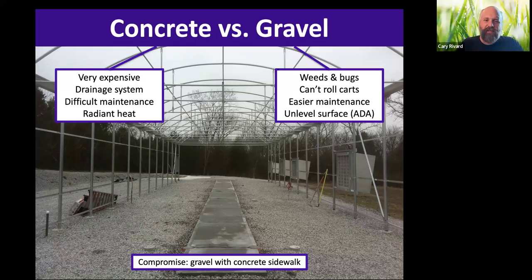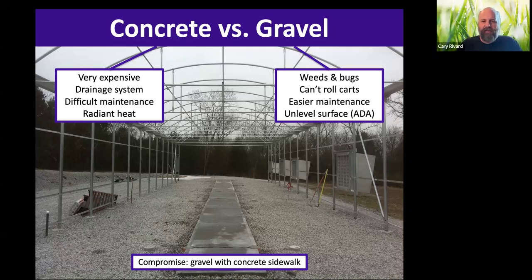This is actually a picture of our greenhouse out at the research station. And what we did is we put a concrete sidewalk in where people are going to be walking, where we're going to be moving carts up and down, but then left the rest gravel. And there's a lot of reasons for that. Not only the cost, but part of the cost is you have to build this whole drainage system with concrete floors. And not only does that cost money, but then maintaining it can be a problem.